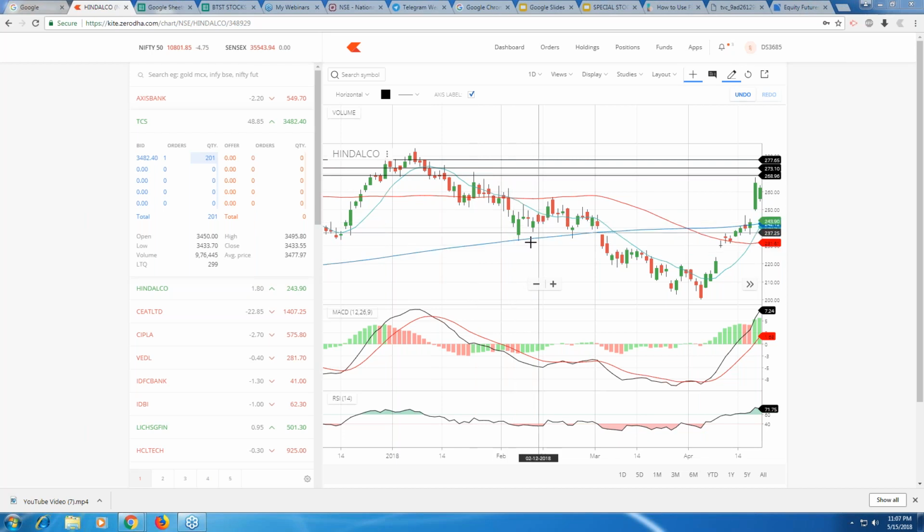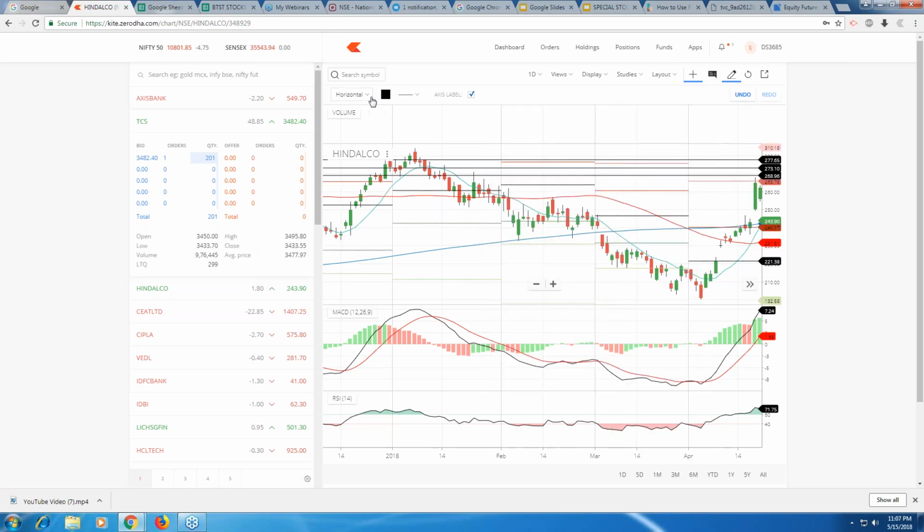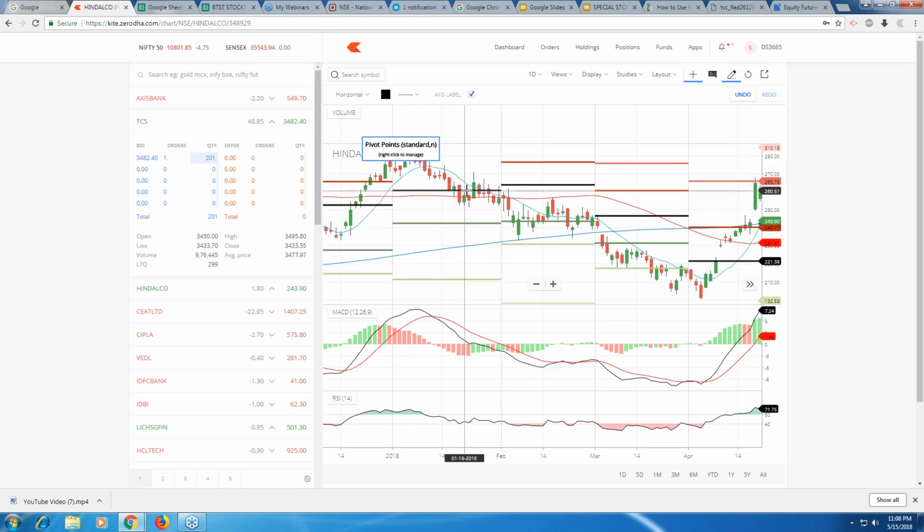Now what will be our target? We can find targets in various forms. You can put the pivot point and you can find the first target. If we sell at about 273, the first target is about 260, right? Which is about 13 points, and it's a pretty good amount. The lot size for Hindalco is roughly 3,500, and 13 points is roughly 45,000 rupees in just 5, 6 days, right?